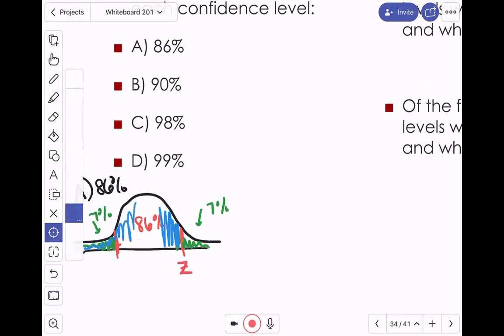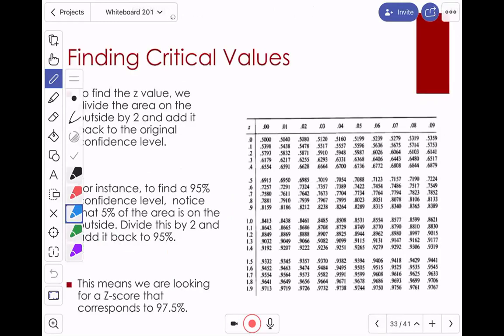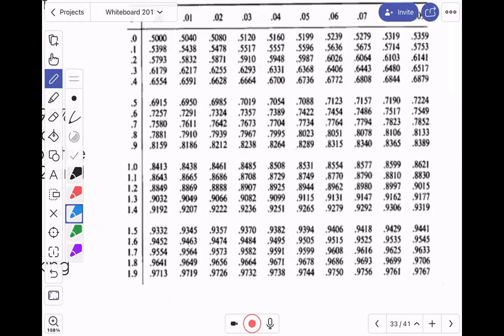I mean, up to the z-score right here. How much area is up to the z-score? Well, I have 7% plus what? 93%. Good. So 7% plus 86% is 93%. So I need to go into my chart and find 93%. Oh, it's right here. Good.